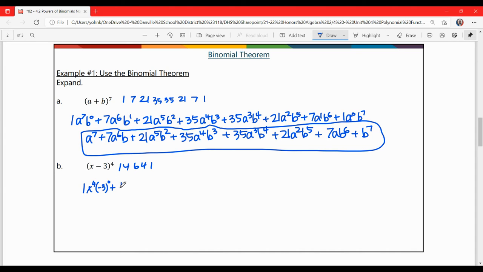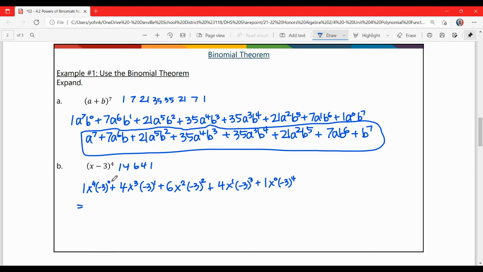The next coefficient is 4. I go down a power of x, and I go up a power of negative 3, plus. Grab the 6, go down a power of x, go up a power of negative 3, plus 4, go down a power of x, and go up a power of negative 3, plus 1, go down a power of x, go up a power of negative 3. Remember, my exponents should always be the same. In this case, it's always going to be 4.